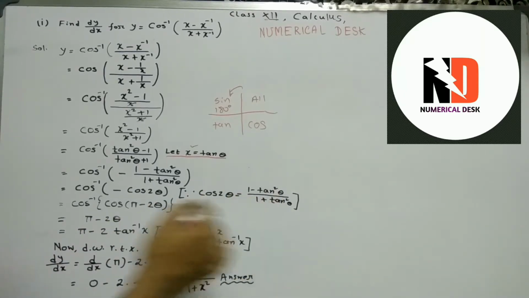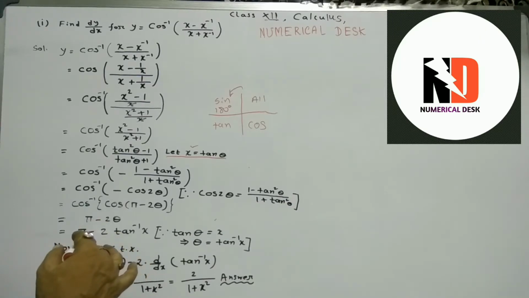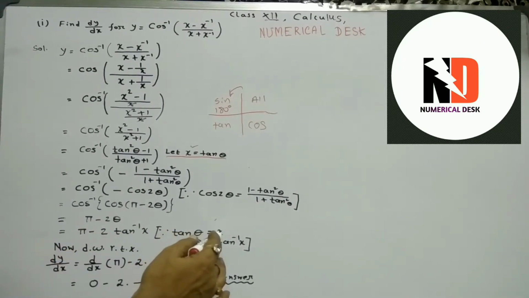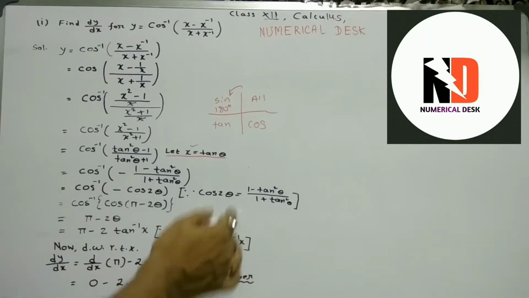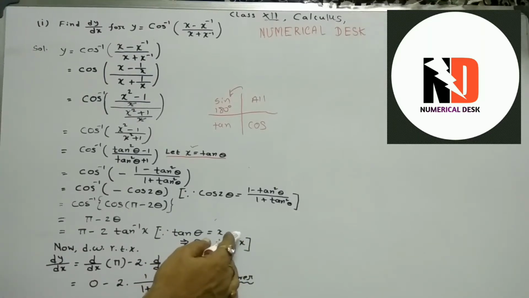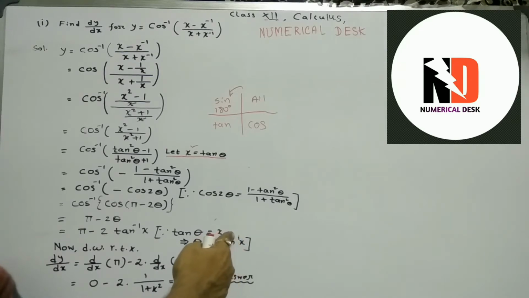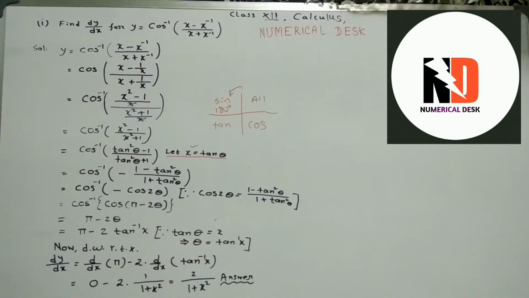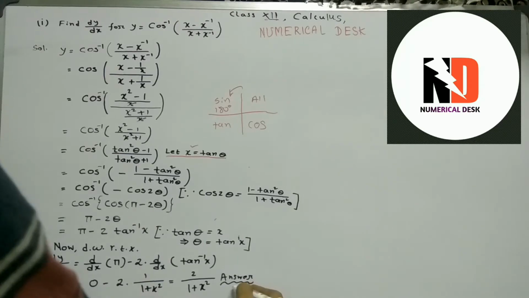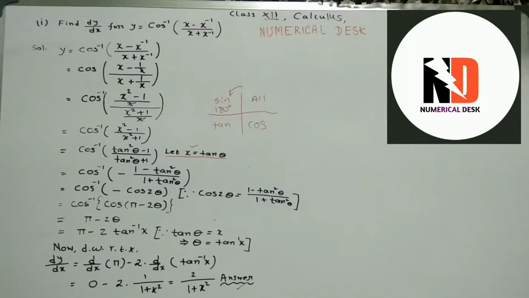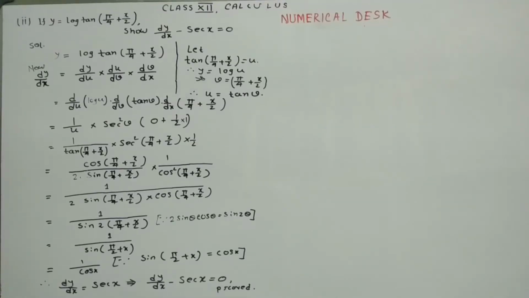Then it becomes cos of (pi minus 2 theta). Then cos of (pi minus 2 theta) equal to minus cos 2 theta, because it is in the second quadrant. So we have to make it positive, so it becomes pi minus 2 theta. Again, as per the rule, we have to show that theta equal to tan inverse x. We have to show this in the bracket. Now differentiating both sides. Very easy sum. So directly we get the normal form of tan inverse x. We got the answer.